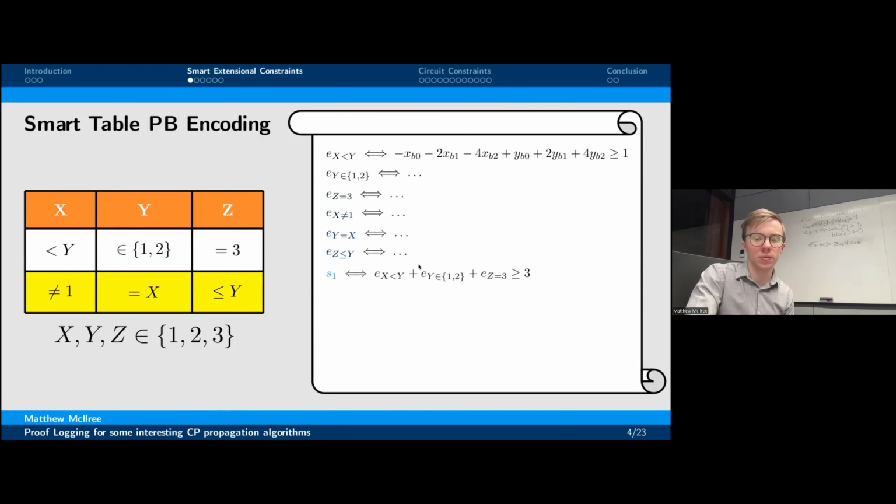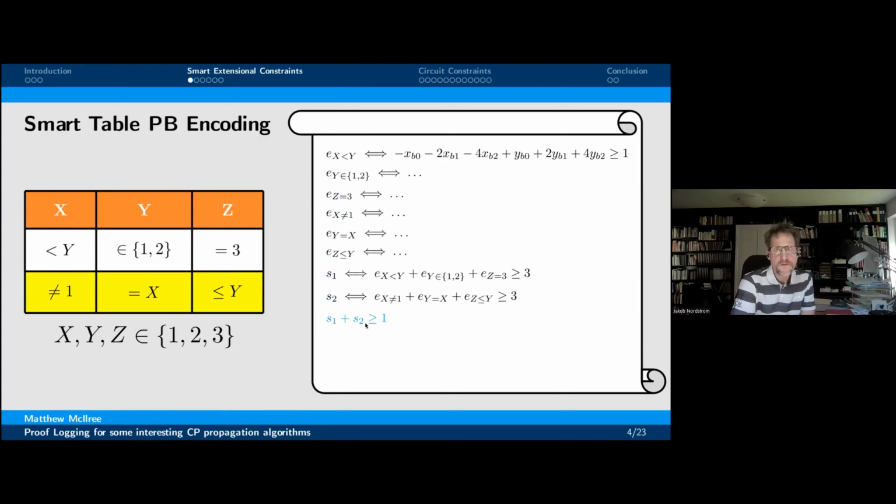So this is a selector variable S1 if and only if the three literals that we've decided encode the entry constraints are greater than or equal to 3. S2 if and only if the three literals that we've decided encode the entry constraints of the second row are greater than or equal to 3. And then finally, the encoding of the smart table with all of these literals defined is just at least one of these rows must hold.